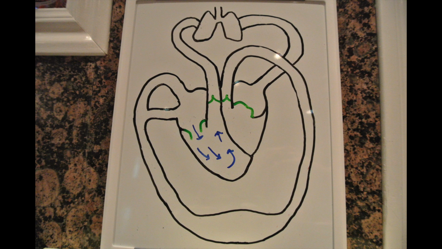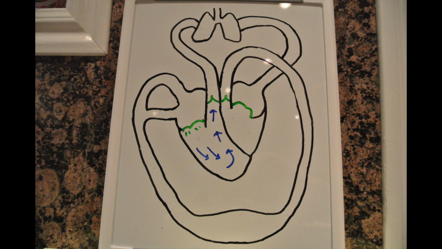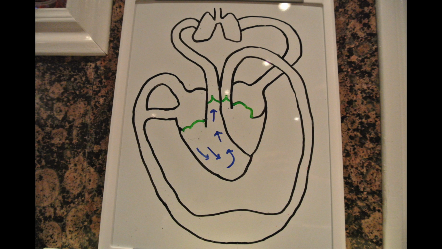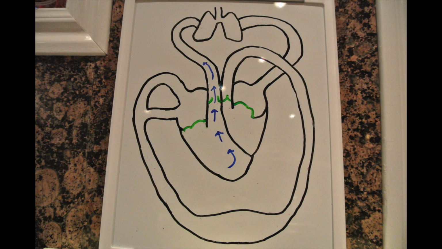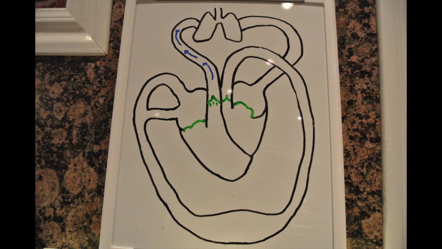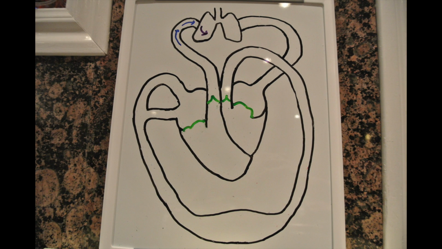As the blood collects in the right ventricle of the heart, that tricuspid valve snaps back shut to prevent the backflow of blood. The right ventricle now contracts, which opens the pulmonary valve, pushes the blood up through that valve, which snaps back shut to prevent the backflow of blood.